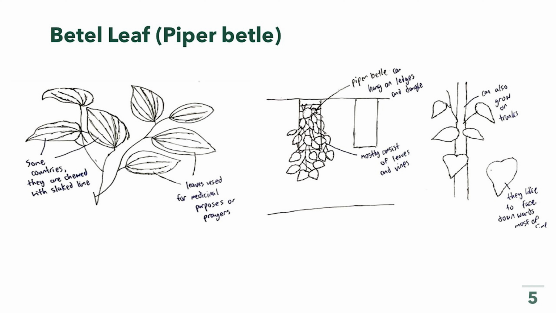Another use of the pepper betel is for medicinal purposes or prayers for religious practices. It also tends to hang on ledges and bamboo, and mostly consists of leaves and vines. It can also grow on trunks, and the leaves tend to face downwards most of the time.